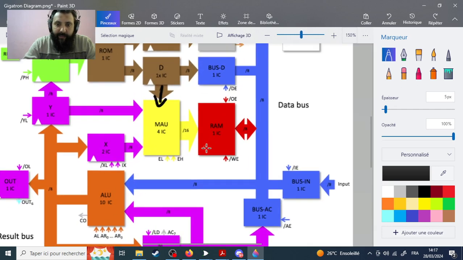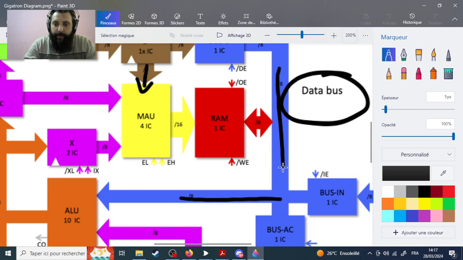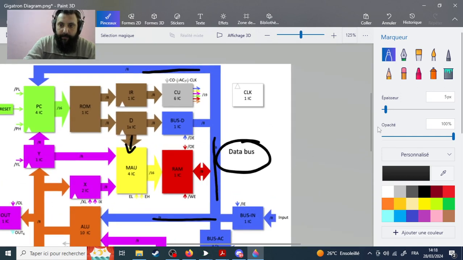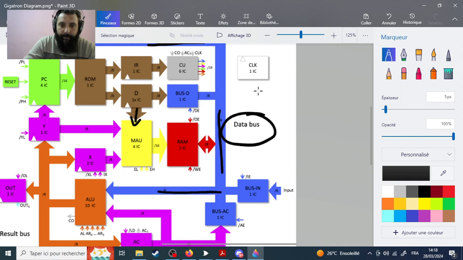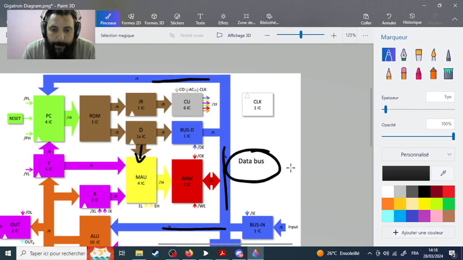Can you explain the blue bus? What is the job of the blue bus, the data bus? What is it used for? What can you say about these buses? The blue bus, yes.